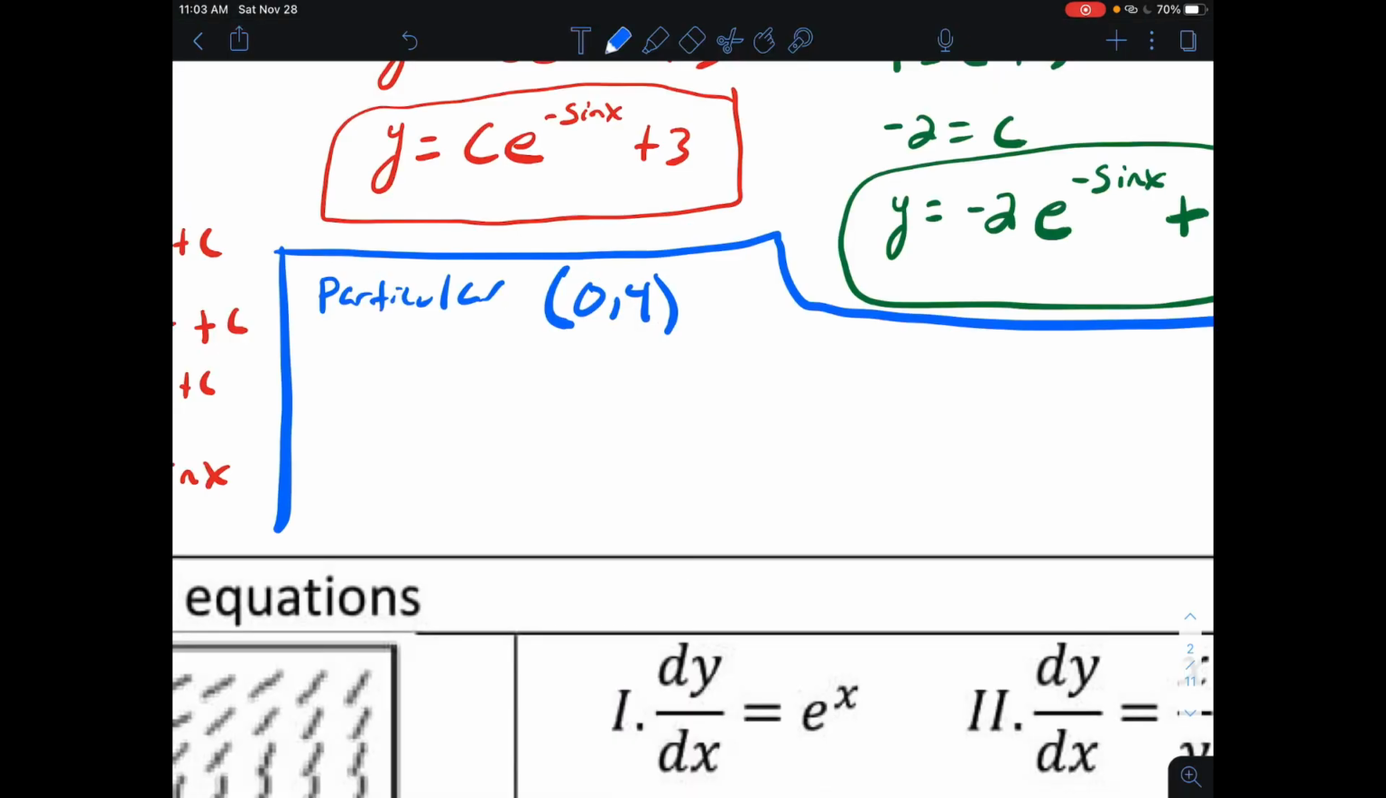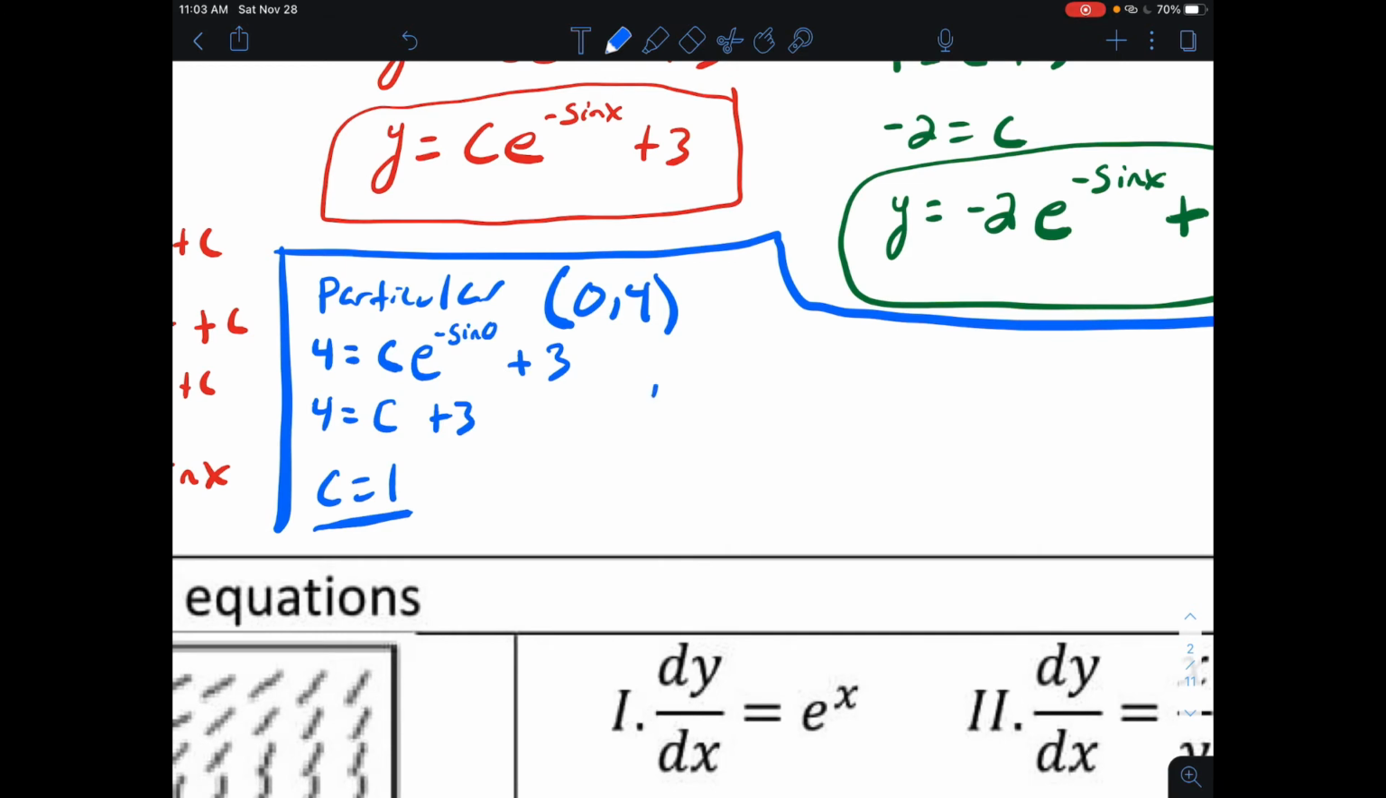All right, so now we're going to do the same thing again. We're going to write a particular solution based on the initial condition that it has to go through the point 0, 4. So we're still going to use our general solution here. We just got to solve for c based on a new set of conditions. So when y is 4, x is going to be 0. So 4 is equal to c times e to the negative sine of 0 power plus 3. Sine of 0 is 0. E to the 0 is 1. So we got 4 is equal to c times 1 plus 3. And we get c to equal 1 here.